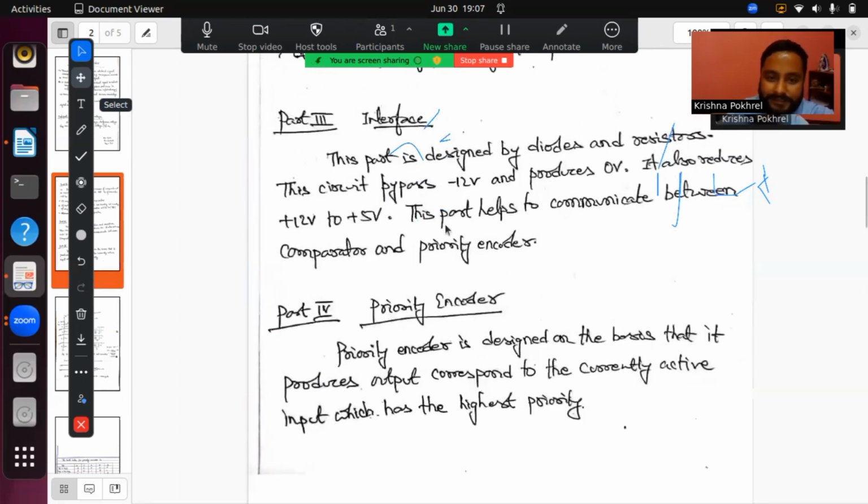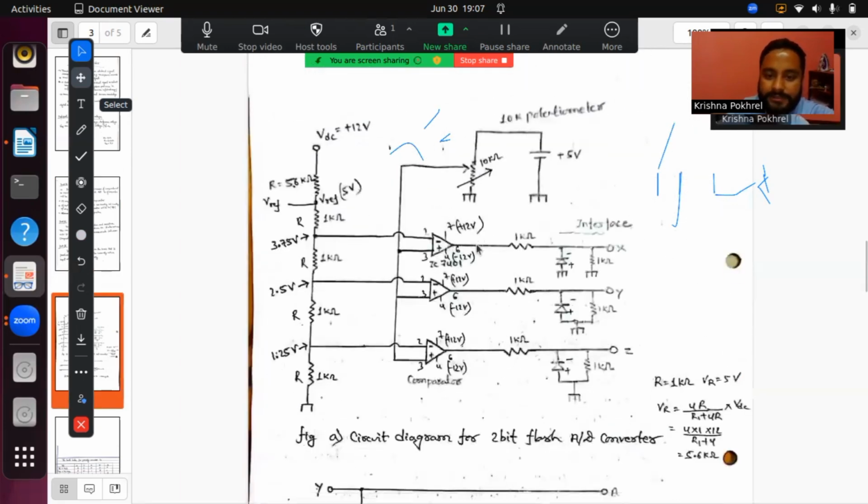I would like to explain this in such a way that if the output is minus 12 volt, then the negative voltage will come through this diode. It will be forward biased, and all the negative voltage will be taken to the ground. So no voltage will be shown here through X if the voltage is minus 12 volt.